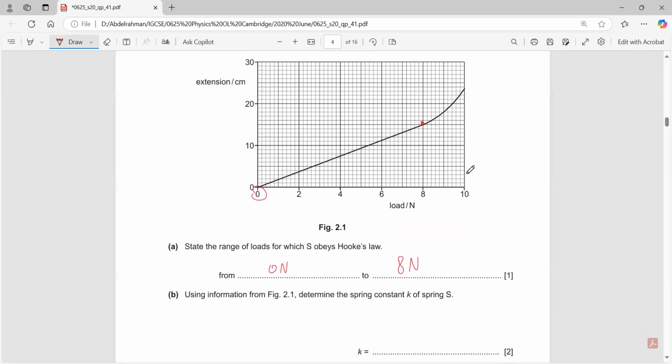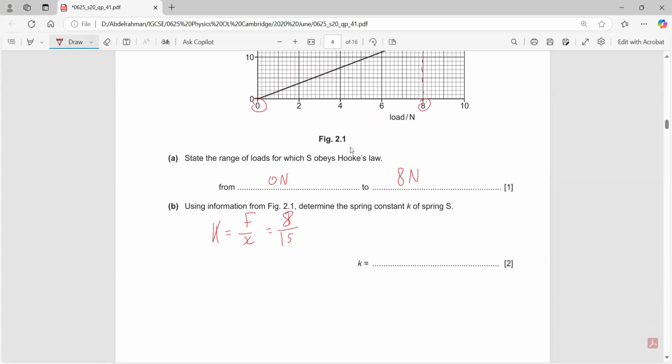Using the information, can I find the spring constant? Yes, F equals kx, so k equals F over x. The force would be 8 newtons and the extension would be 15. So 8 over 15, which is around 0.53 newtons per centimeter. That's easy.